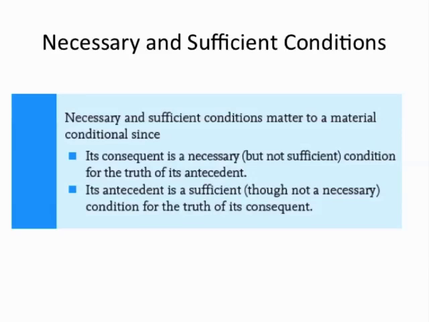Here's what I've been saying wrapped up in a sidebar. Necessary and sufficient conditions matter to a material conditional since, first, its consequent is a necessary but not sufficient condition for the truth of its antecedent, and, secondly, its antecedent is a sufficient, though not a necessary condition for the truth of its consequent. So, once again, the consequent is a necessary condition for the truth of the antecedent, and the antecedent is a sufficient condition for the truth of the consequent.